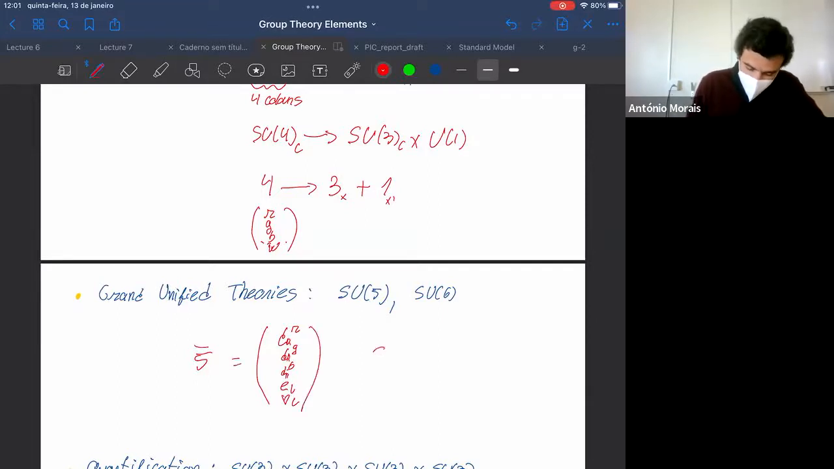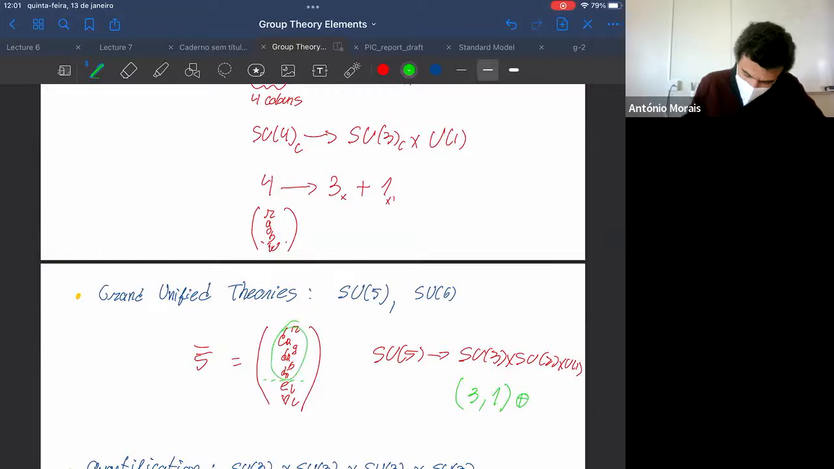When you break SU5 into SU3 cross SU2 cross U1, it's like splitting here. You get something that will be a triplet of SU3 and a singlet of SU2, this one here, plus something that will be a singlet of SU3 and a doublet of SU2, this here.